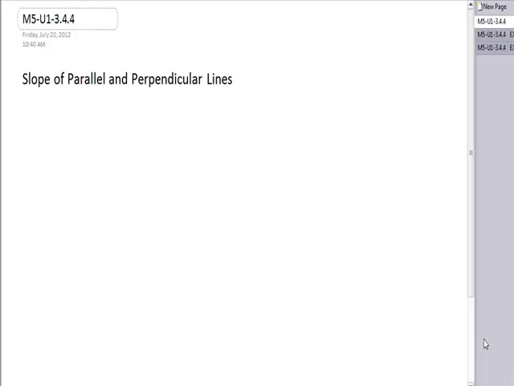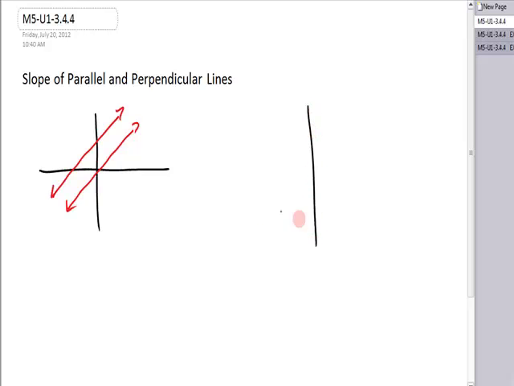Now we're going to take a look at two kinds of lines, parallel and perpendicular lines, and the slopes of those. So here goes another one of my hand-drawn graphs. Parallel lines are lines which have the same slant and inclination. Perpendicular lines have completely opposite slants and inclinations. They intersect, by the way, at right angles.